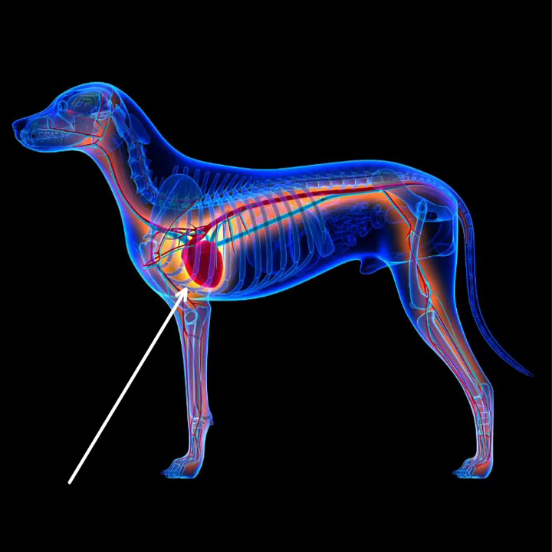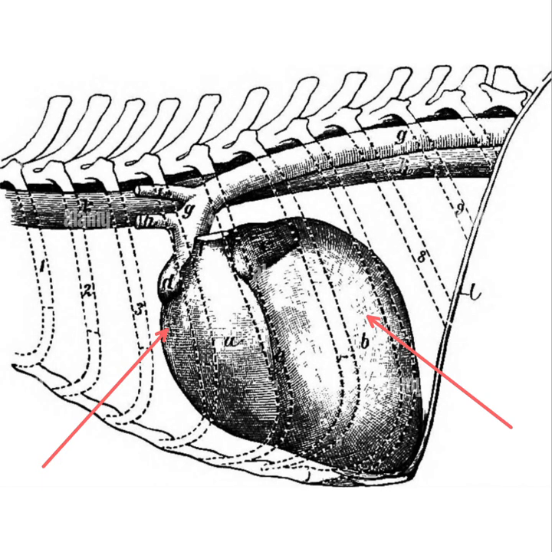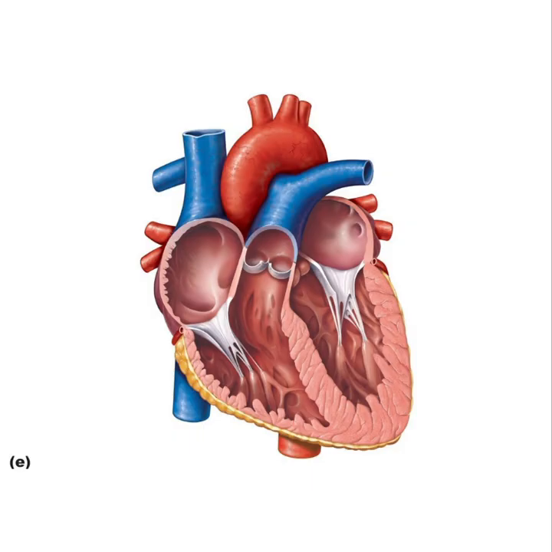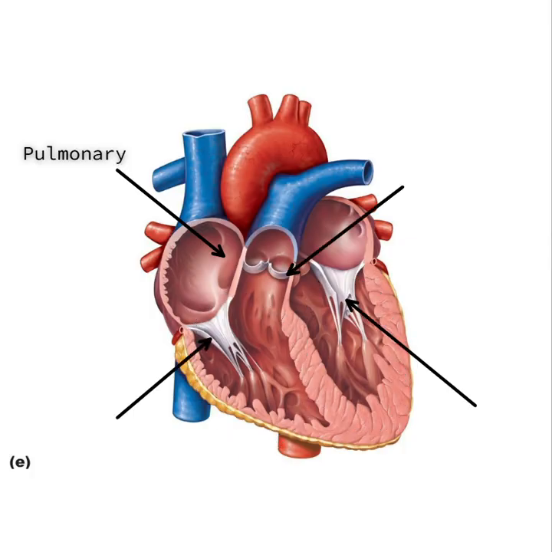The heart is located within the thoracic cavity, slightly left of the midline between the third and sixth intercostal spaces. It's divided into 4 parts, 2 atria and 2 ventricles, and has 4 main valves. The pulmonary valve and the aortic valve are on the right and left sides of the base respectively, and the tricuspid and mitral valves are located more ventrally on the right and left sides of the heart respectively.